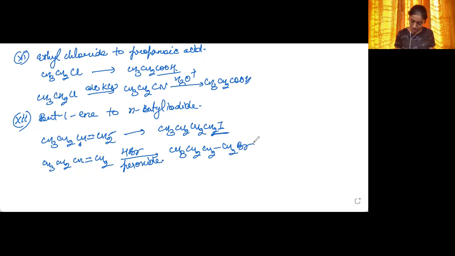Okay, now just convert this into iodide by treating it with NaI in the presence of acetone. Hope this is clear to you. Okay, let's now move into the next part. This question is a bit longer, so I'm trying to do it as quickly as I can.